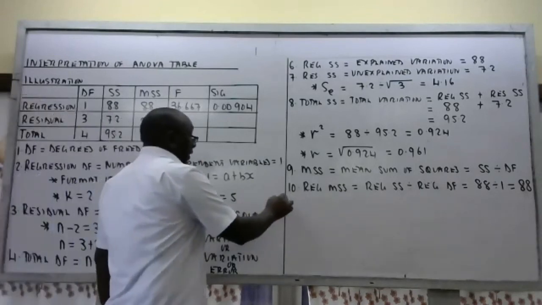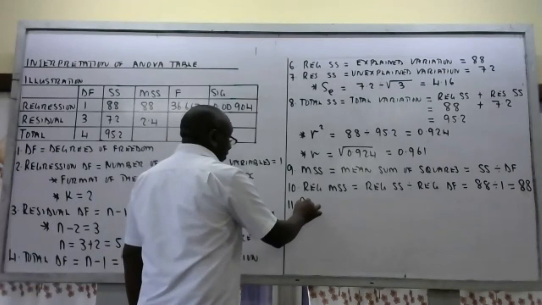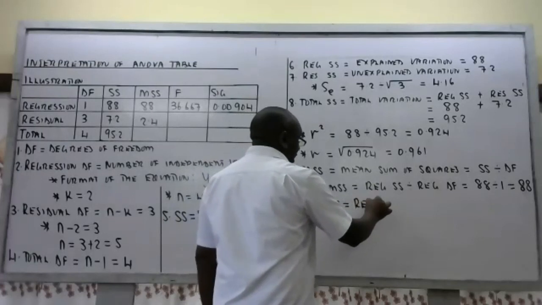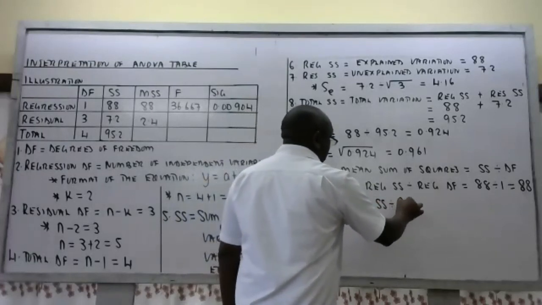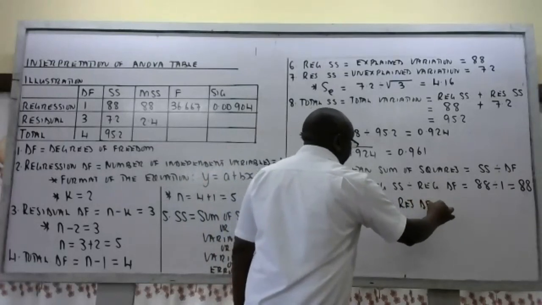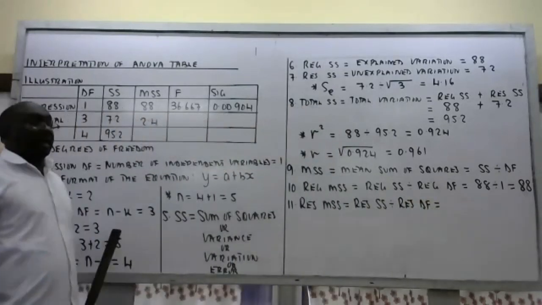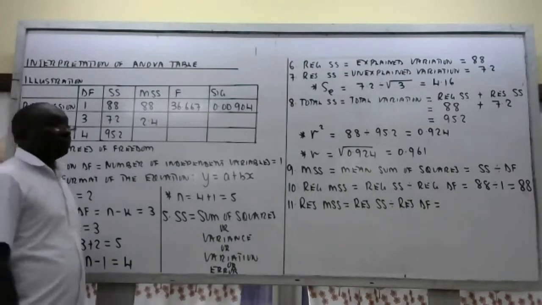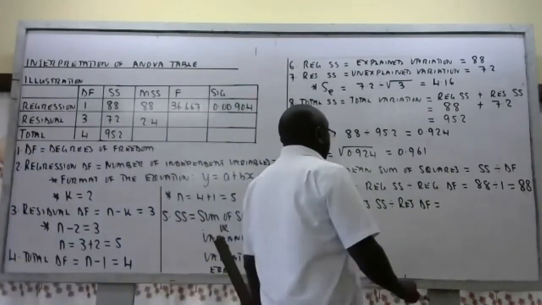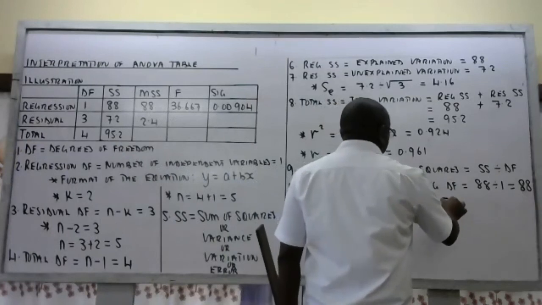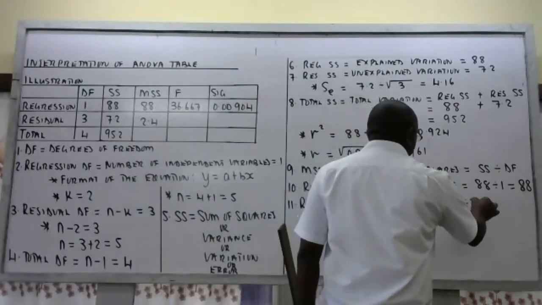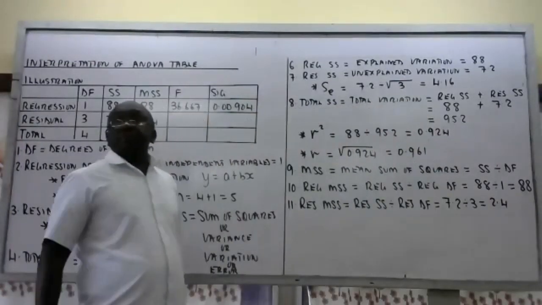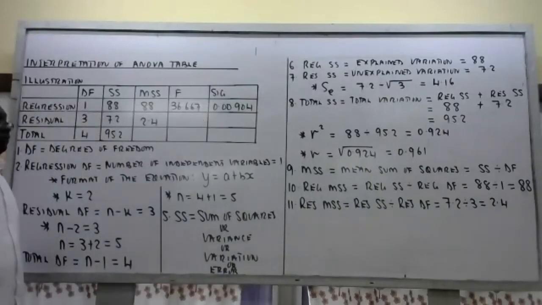Then point 11 is residual MSS. It is residual SS, you divide by residual DF. This should be 7.2, you divide by 3. Check whether it is giving you 2.4.